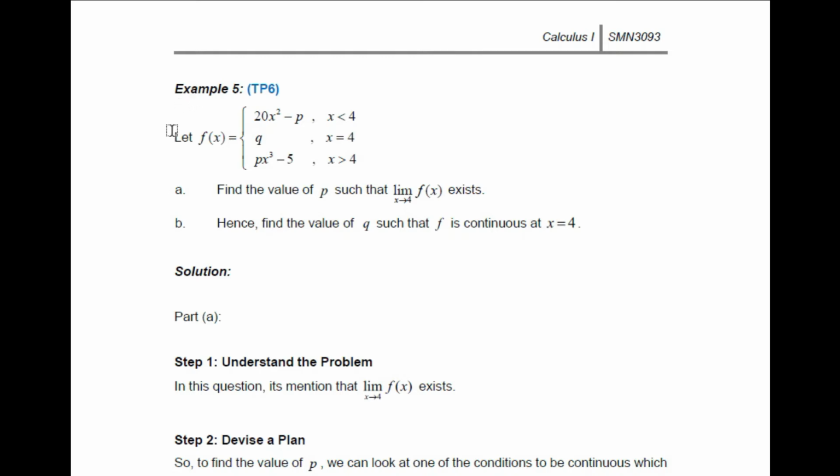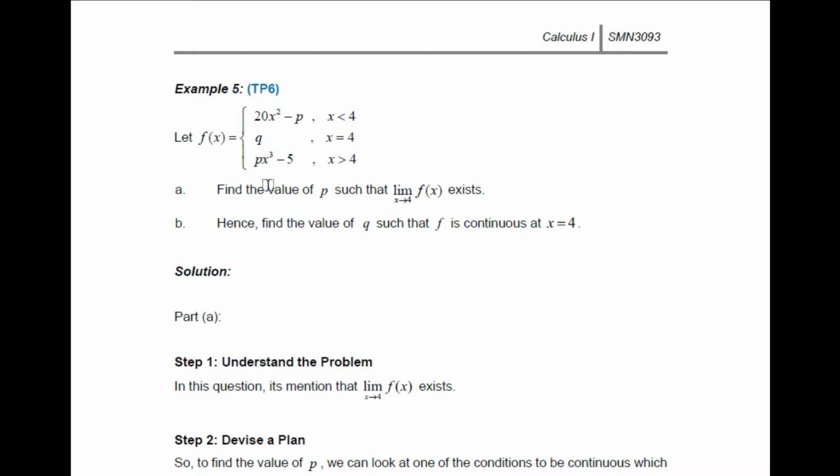Example 5. Let f(x) is equal to 20x squared minus p, where x less than 4, q where x equal to 4, and px cubed minus 5 where x more than 4. A. Find the value of p such that the limit of f(x) as x approaches 4 exists. Hence, find the value of q such that f is continuous at x equal to 4.